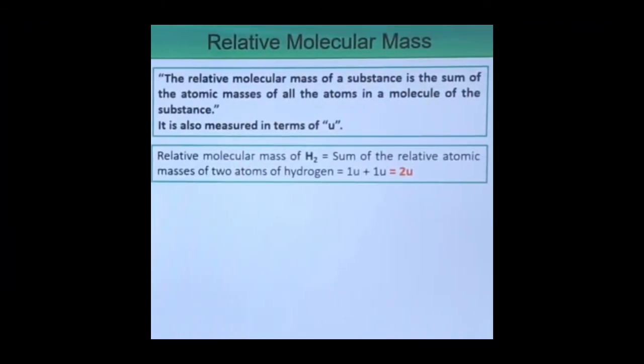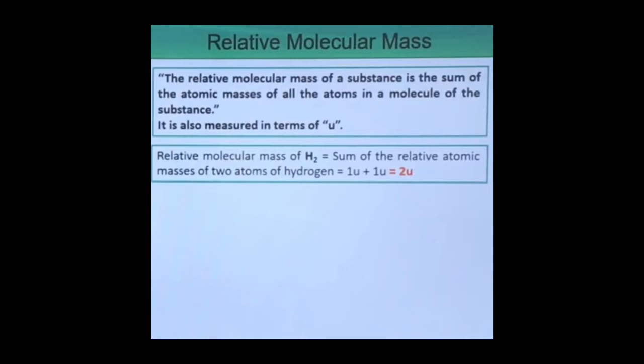Now, let's find the relative molecular masses of different molecules. First, let's find the relative molecular mass of hydrogen molecule. The relative molecular mass of hydrogen molecule is equal to the sum of the relative atomic masses of two atoms of hydrogen. Why is it mentioned as the sum of two atoms of hydrogen? Yes, it's because the molecular formula of hydrogen is H2.